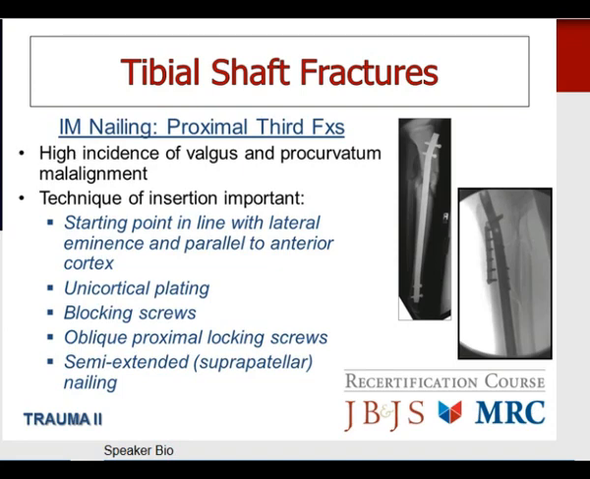Other useful treatment adjuncts that can control the alignment of these fractures include unicortical plating, and placement of blocking screws, where you place screws where you do not want the nail to go. You can also use oblique proximal locking screws, and most recently, a semi-extended or suprapatellar nailing technique has been advocated, where you can greatly improve control of the alignment of these proximal third fractures with the semi-extended positioning.